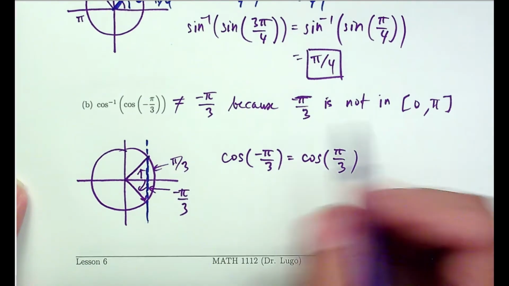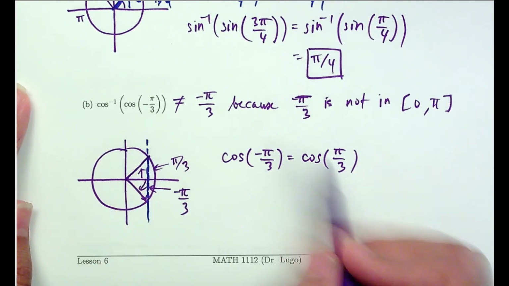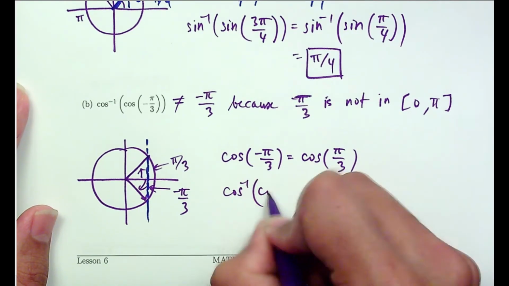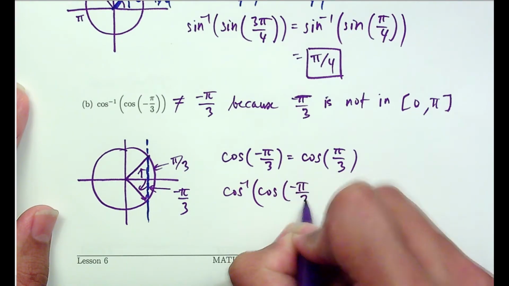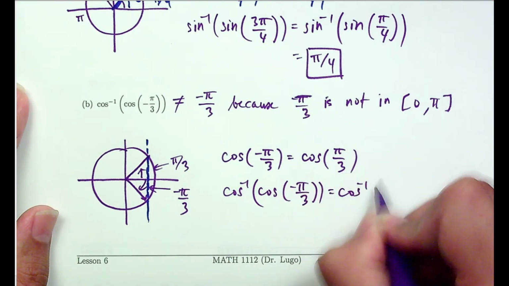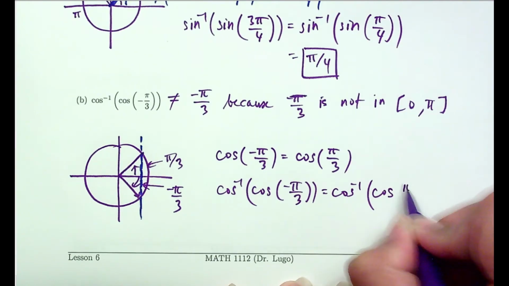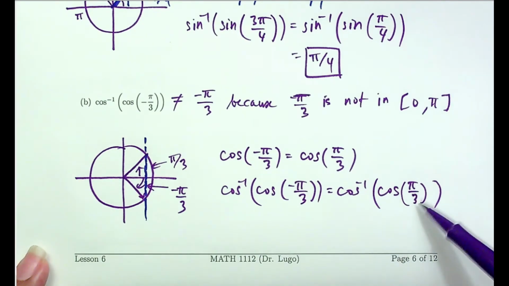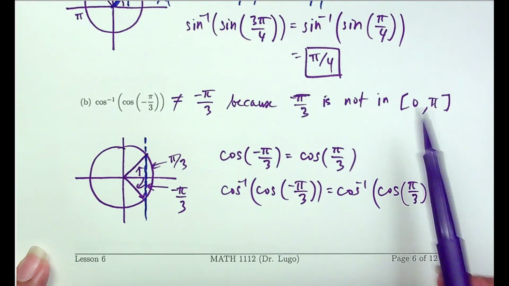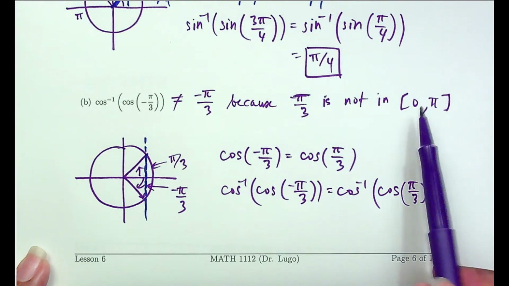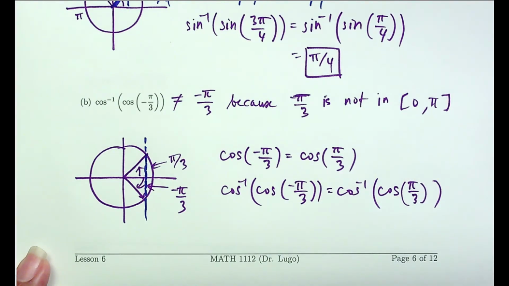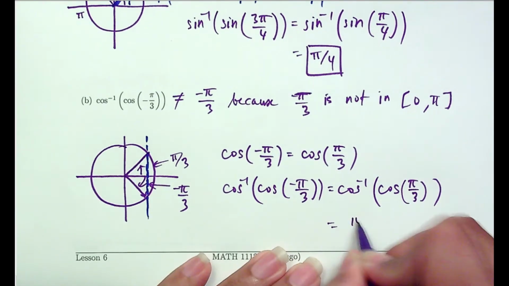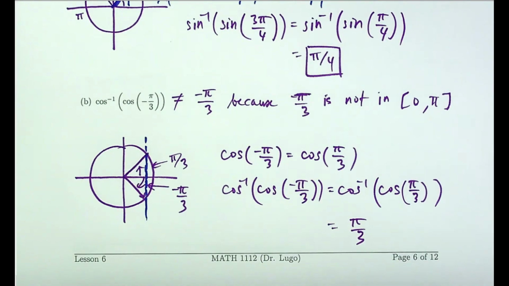All right, now the point is that I can now replace this with that and say that cosine inverse of cosine of negative pi over 3 is the same thing as cosine inverse of cosine of pi over 3. And now pi over 3 is exactly where I want it to be. I want it to be between 0 and pi for cosine. So now they cancel each other and you get pi over 3. And that's the final answer.